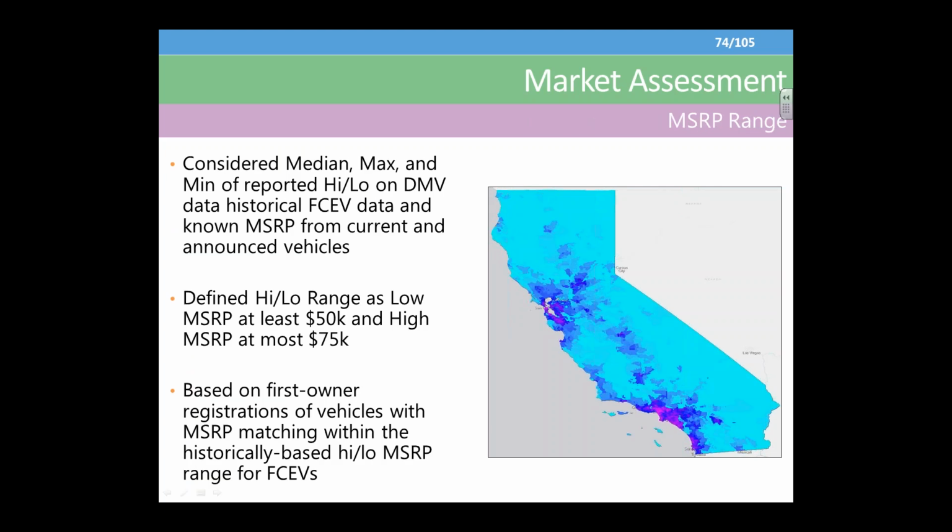And then when we look at the MSRP, essentially what we did is we looked at various metrics from the MSRP that was reported for the pre-commercial fuel cell vehicles, and the announcements that have been made so far. The high-low range we ended up settling on, based on all the information we were looking at, was a low of at least $50,000 and a high of at most $75,000. Then we looked through the DMV data for all the vehicles that fit within that range, and we plotted them. Here you can see those plotted out, where bright purple is high and bright blue is low.